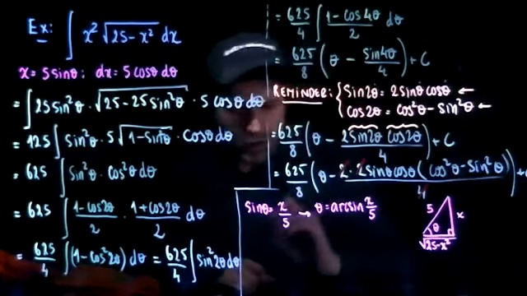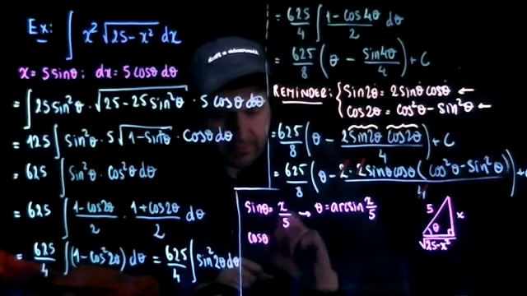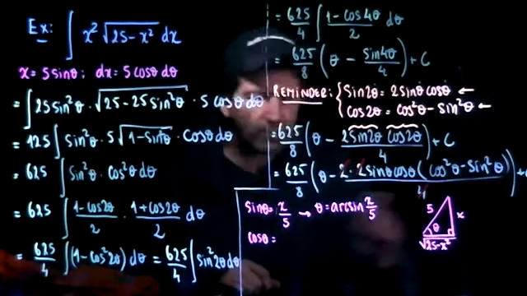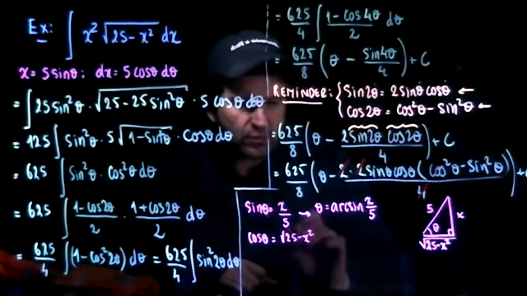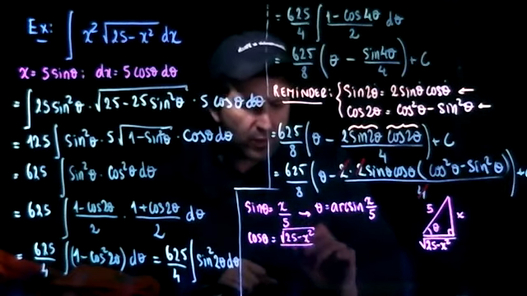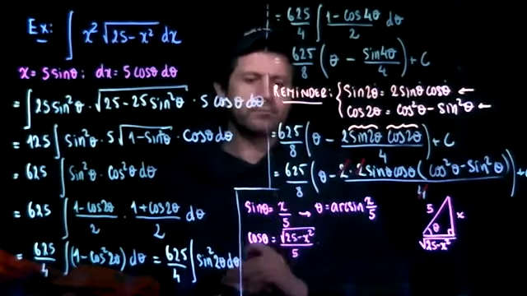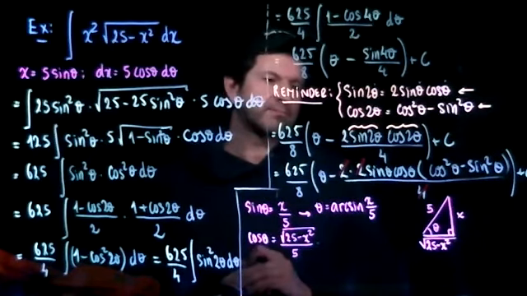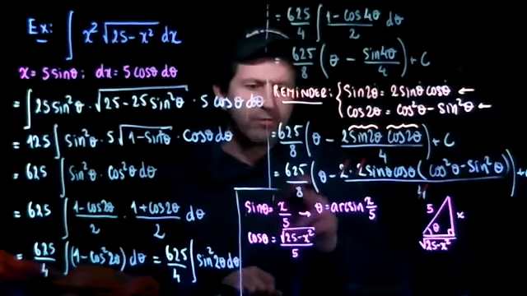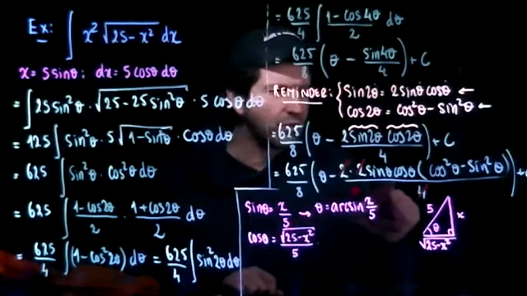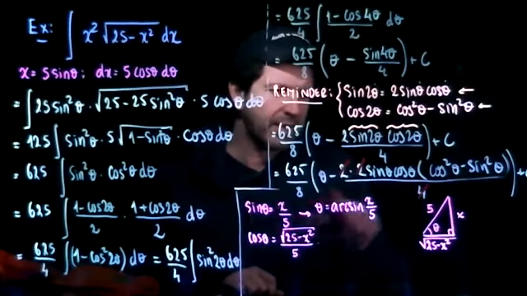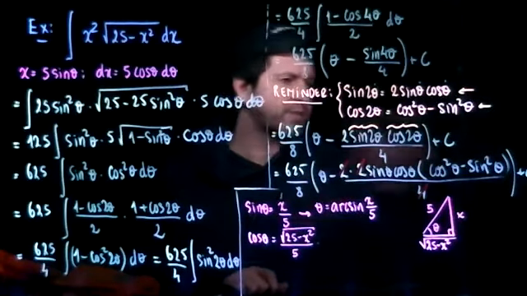Okay, and so the cosine of theta is adjacent over hypotenuse, so the square root of 25 minus x squared over the hypotenuse, which is 5. Good? So now I have everything, sine theta, cos theta, I have everything in terms of x, and the theta is arc sine, and I could replace everything here.